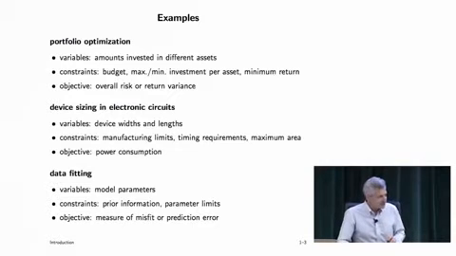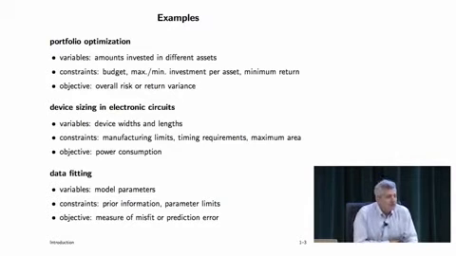Let's look at some examples. The first one is portfolio optimization. Here, the variables could be the amounts: you have x1 through xn, and these could be the amounts you invest in different assets, right? By the way, these amounts could be number of shares, they could be dollar values, or they could be fractions of a total portfolio, right?